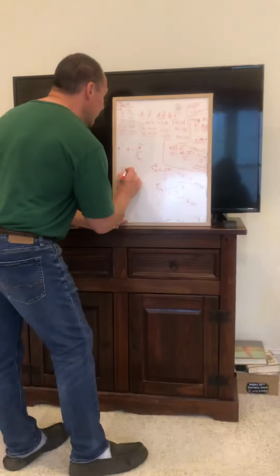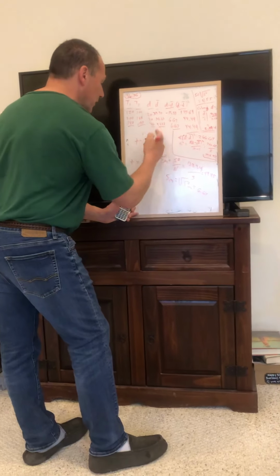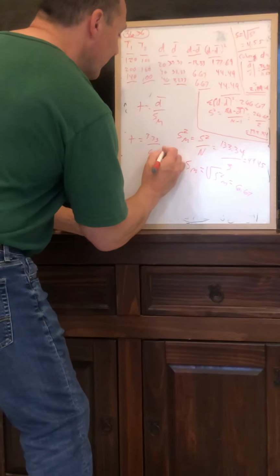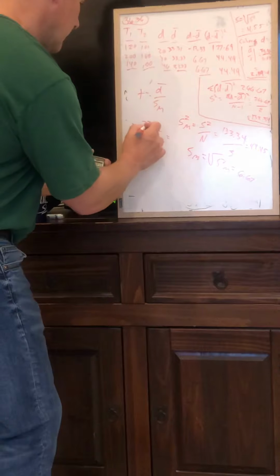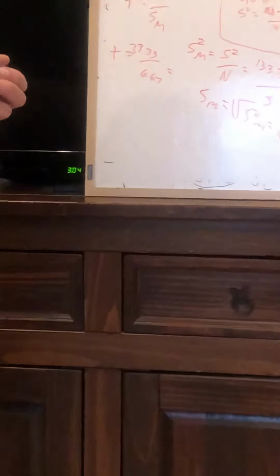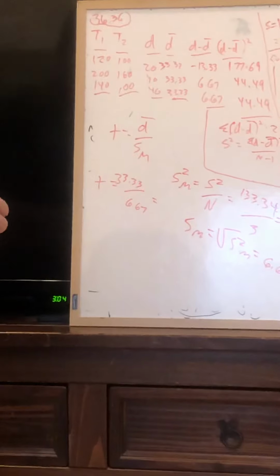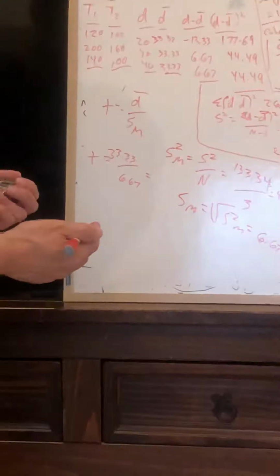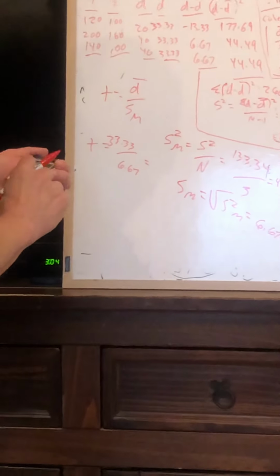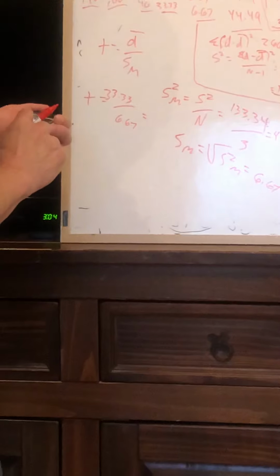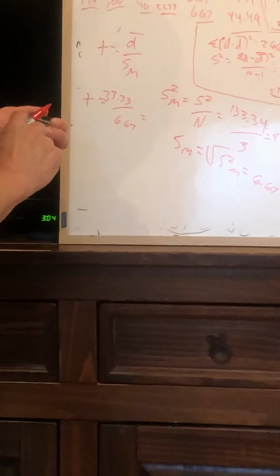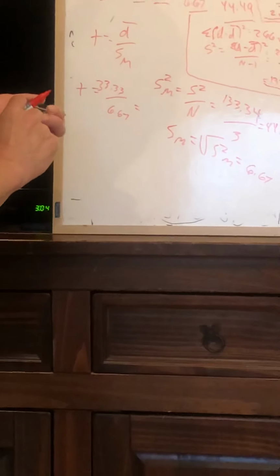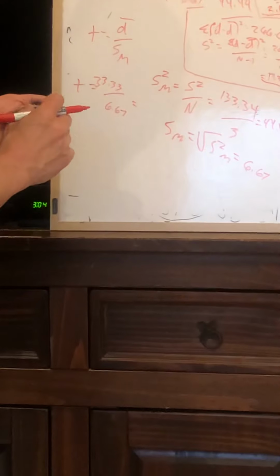Thereby making t equal to d bar, 33.33, divided by 6.67. So it's 33.33 divided by 6.67. That's going to come to 4.997. Let me just do that one more time, just to make sure. Yeah, so that rounds to 5.0.